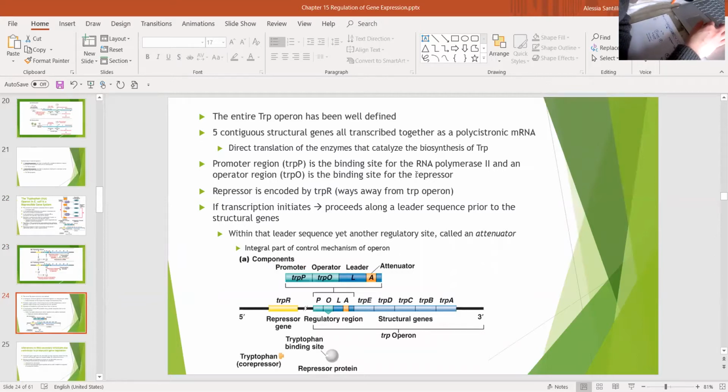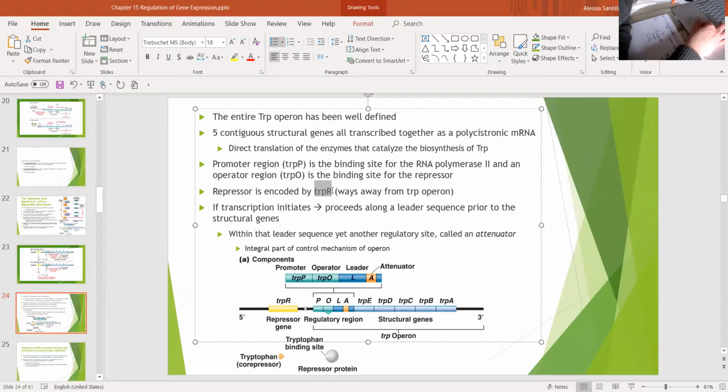Right. So yeah, here it explains a little bit that the operator is called TRPO, the promoter is called TRPP, and the repressor is encoded by a gene a ways away from the tryptophan operon. So they also made the little breakage sign. Far away from the actual operon itself, we have the repressor gene that is always constitutive and always active, right? And that's essentially it.